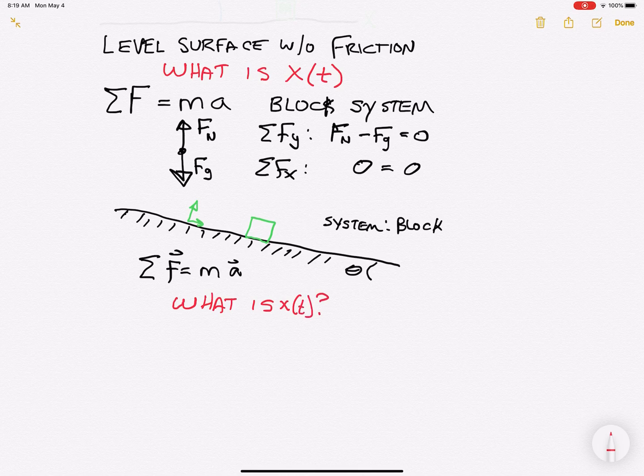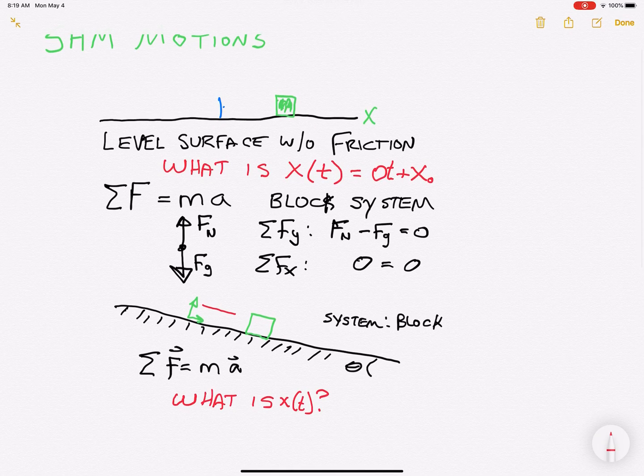Now up here what we found is x as a function of t is just equal to 0 t plus the starting position of the object. So that would give us, on the correct graph, would say the object is sitting here.